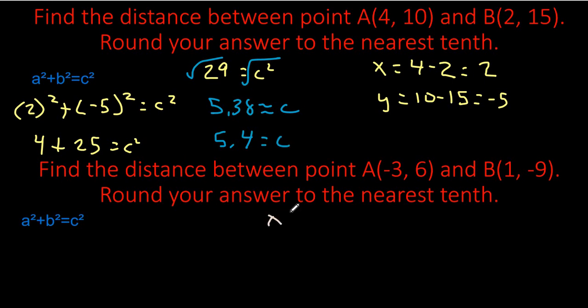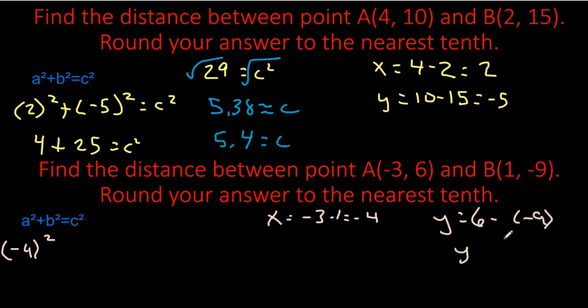Same idea, but we have to be careful because we have some negatives in there. So for the x's, the difference would be negative 3 minus 1, which is a negative 4. So we'll put the negative 4 in parentheses. The y's, we have 6 minus a negative 9. We have two negatives next to each other. That means we're going to add them. So 6 plus 9 is 15.